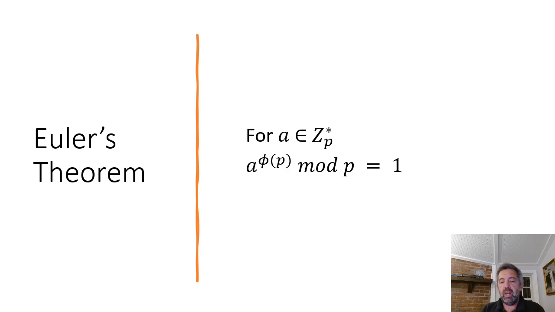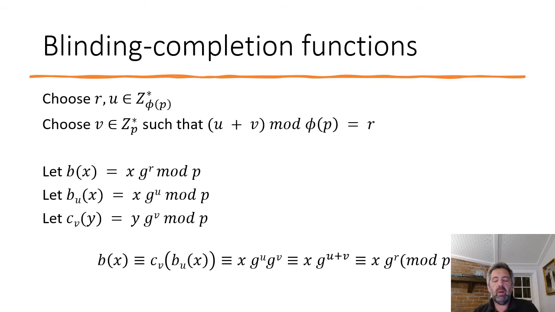Euler's theorem states that for a in Z star p, a to the phi of p mod p equals 1. We are going to make use of this shortly. So here is how the blinding and completion functions are constructed. This is a simple way to construct them. We believe there are much better ways available too, but for ease of explanation, this is our proof of concept.